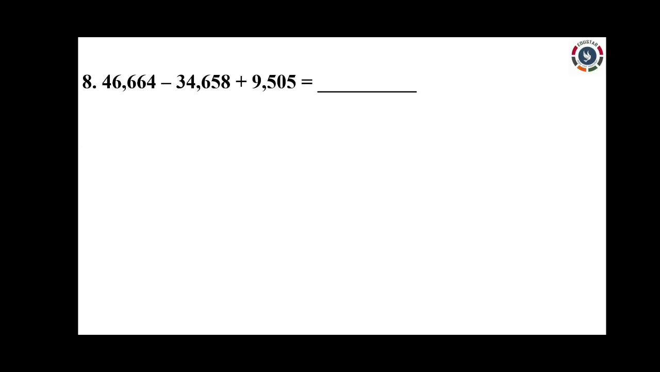Eighth question. 46,664 minus 34,658 plus 9,505. The answer is 21,511. First we have to add the plus sign numbers and then subtract the minus sign number.